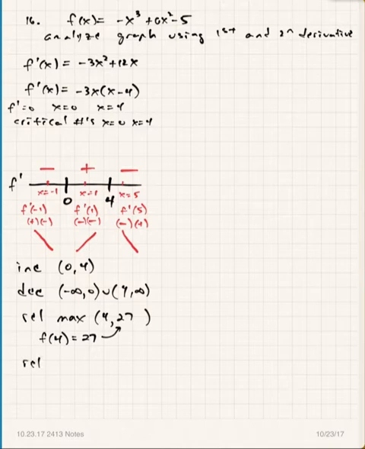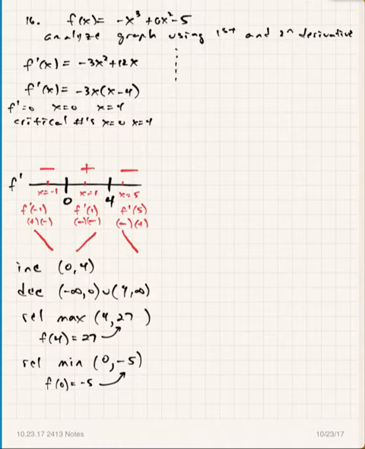Remember, go to the original function to find that 27. Don't substitute 4 into the derivative. That doesn't do you any good. You're trying to find points on the graph of the function. And so the function is negative x cubed plus 6x squared minus 5. Relative minimum: there's a sign change at 0, and the function goes from decreasing to increasing. So there's a relative minimum at 0, and then substitute that in. That's easier to calculate, and you get negative 5 for the y value. So those are my relative maxes and mins.